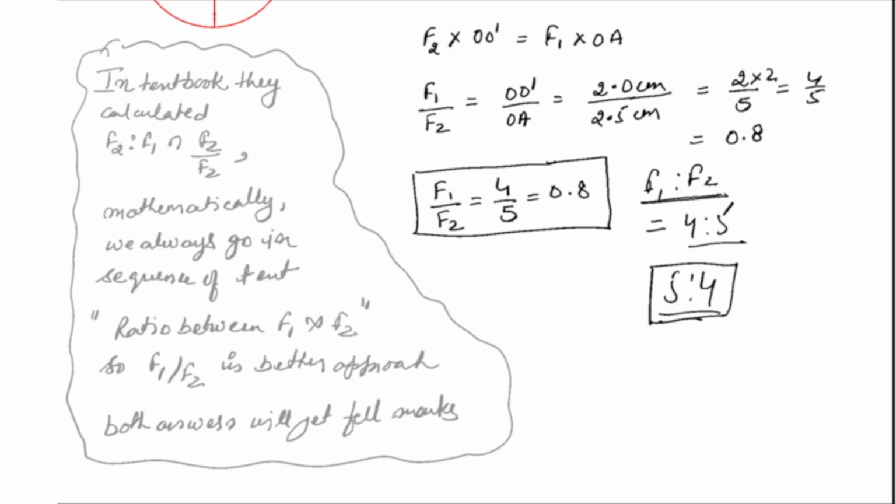We have to find the ratio between these forces, and that you have found. So don't get confused. But the baseline is always to take the sequence which is mentioned in the question. If it is asked to find the ratio of F2 and F1, we will take F2 divided by F1. If it is asked like ratio of F1 and F2, then we will take the same ratio. Generally, we follow that.